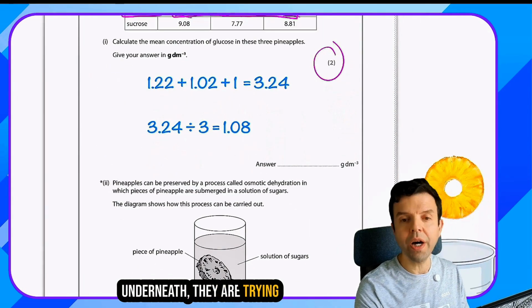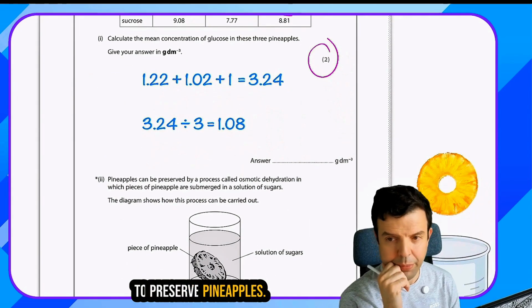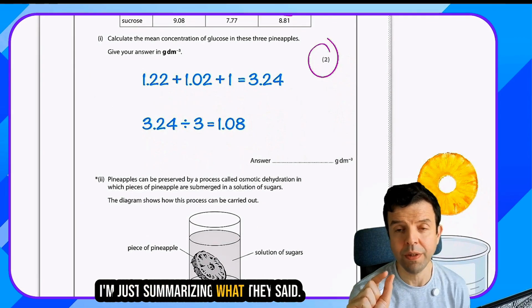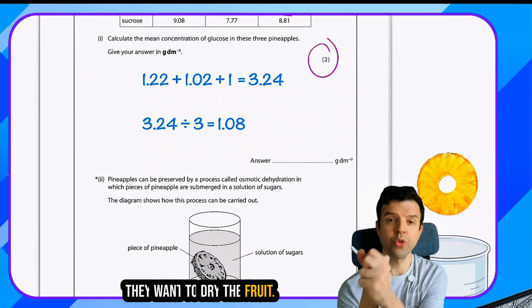Underneath, they are trying to preserve pineapples. They want to do 2 things. Again, this is given in the question. I'm just summarizing what they said. They want to dry the fruit. How would you dry something?